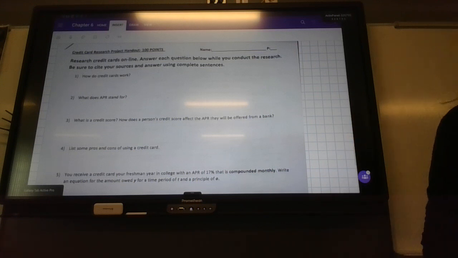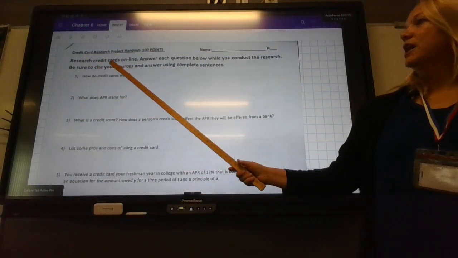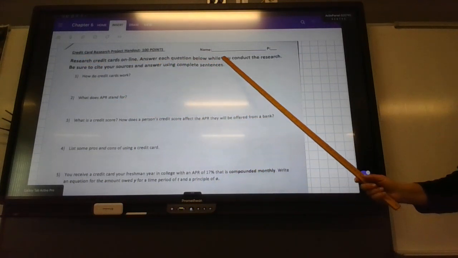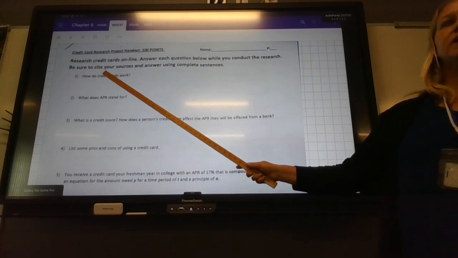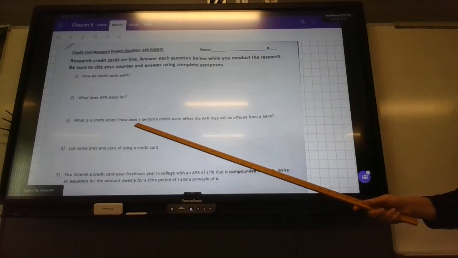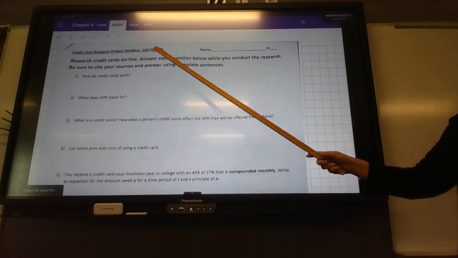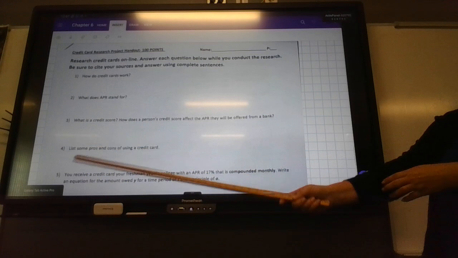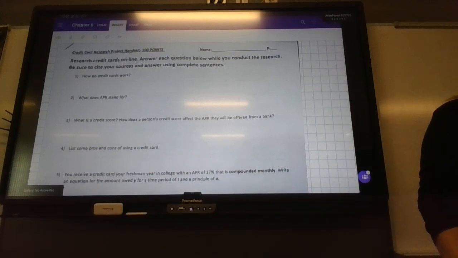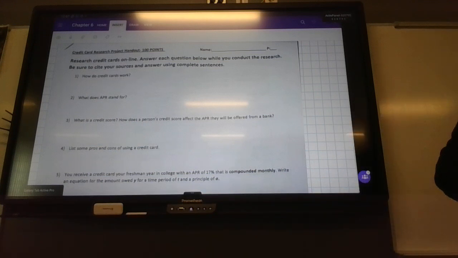Okay, let's move on. Research credit cards online. Answer each question below while you conduct the research. You have to cite your sources. If there are no sources cited, it's 15 points off, so the top is an 85. You don't have to use MLA. If you know MLA really well, please use it, but really you just have to write the website to show that you got this knowledge from somewhere. Is it something we're turning in or presenting? Turning in. Can we present for extra credit? No.